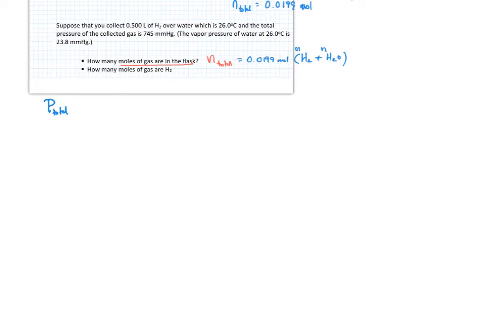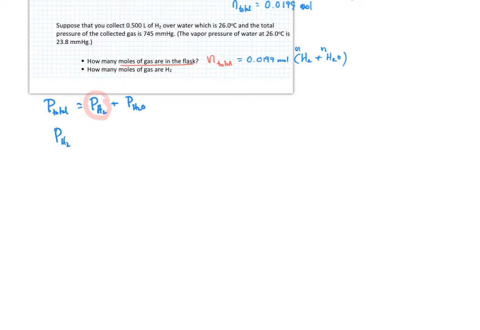So let's recall our fundamental. This is Dalton's law of partial pressures. P total is equal to pH2 plus pH2O. We are trying to find the number of moles of hydrogen. So that's the one we're going to need to isolate.